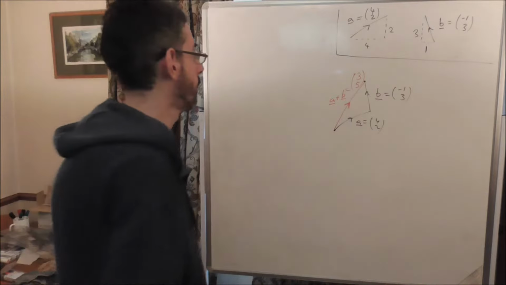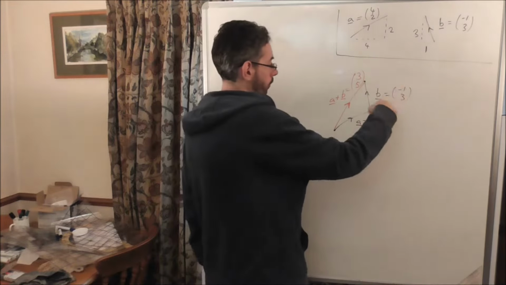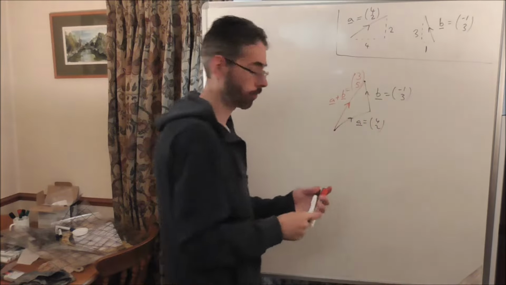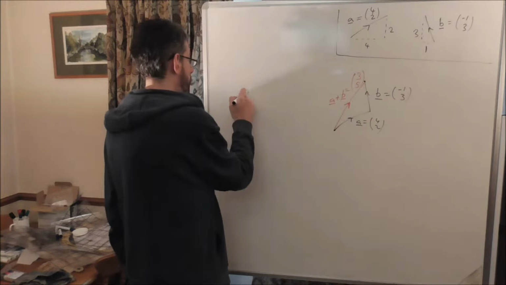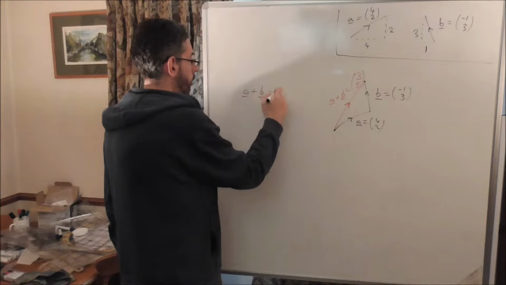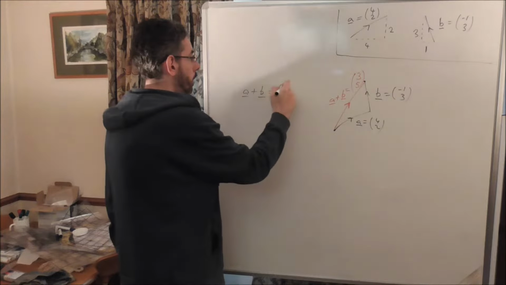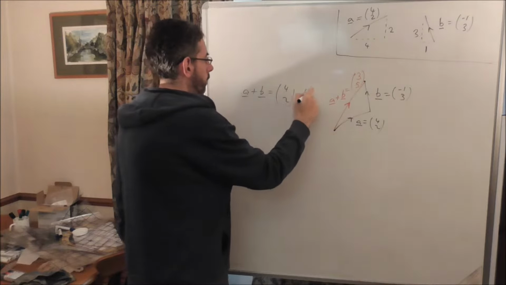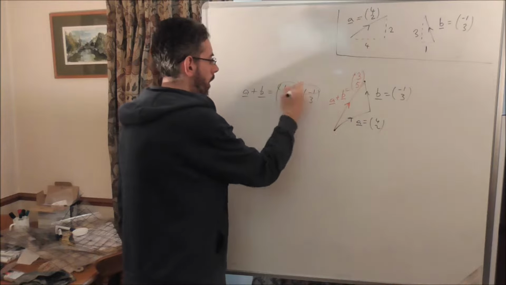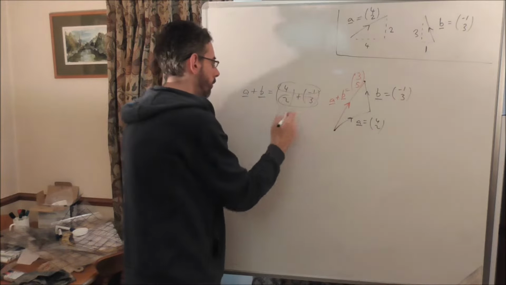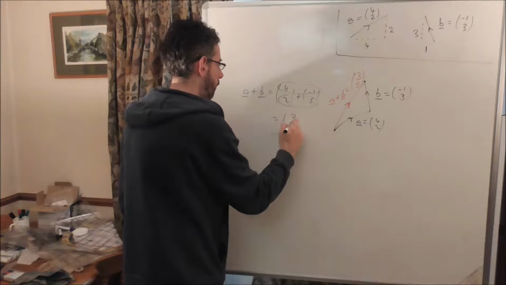And as you can see, to add vectors, you just add the horizontal components and you add the vertical components. So if you were doing this without a picture, and you wanted to know what A plus B was, the overall journey, A is 4, 2, B is minus 1, 3. So you just add these numbers, and then you'd add these numbers, and you'd get 3, 5 overall.